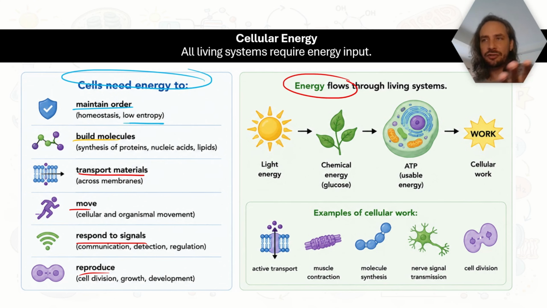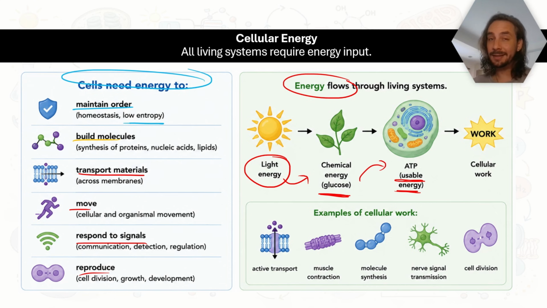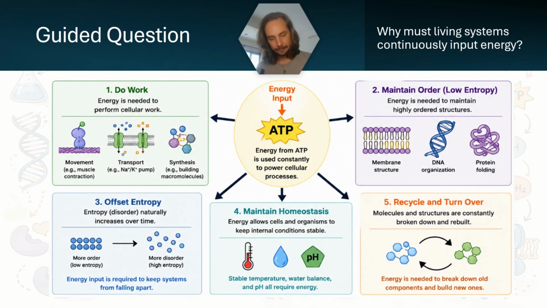So the energy is just transferred from one type of energy to another. And everything starts out with light energy that is transformed into chemical energy in the form of glucose. From that glucose, we create ATP, which is the energy currency in the cell, and we use that ATP to create cellular work, to maintain order and homeostasis.